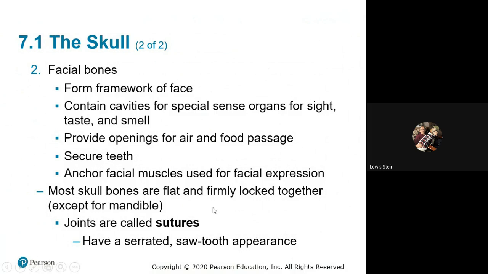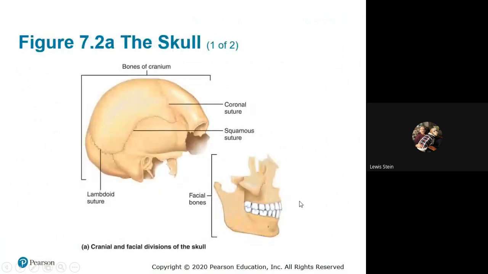The skull bones themselves are not movable, save one. The only one that moves in the whole thing is your lower jaw, the mandible. So that's the only one we're really concerned about with motion. The joints, particularly with regard to the cranial aspect of the skull, are called sutures, because they look like old-time stitches, and I'll show those to you in a bit. They have a serrated or sawtooth appearance.